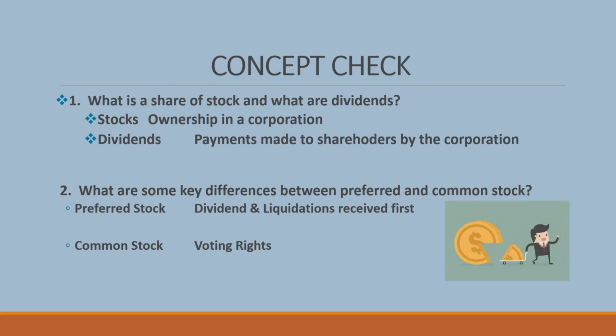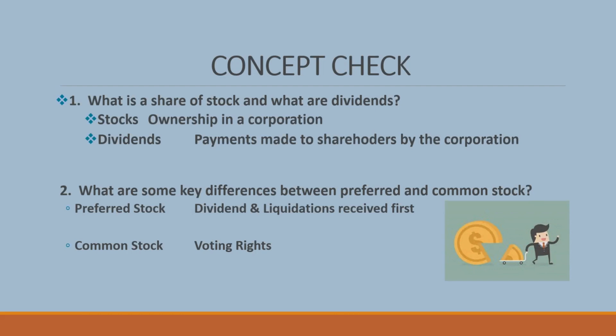Dividends are often paid on a regular basis, such as quarterly or annually, and they are typically determined by the company's board of directors. Now, dividends represent a return on investment for shareholders and are one of the primary ways that investors receive income from their stock holdings.